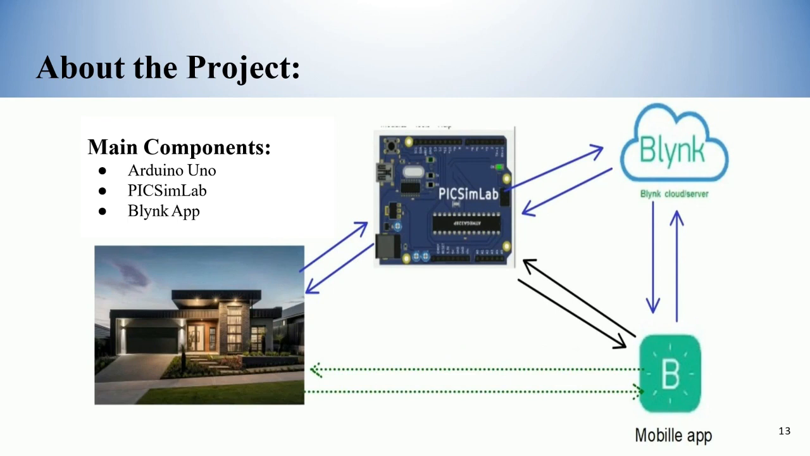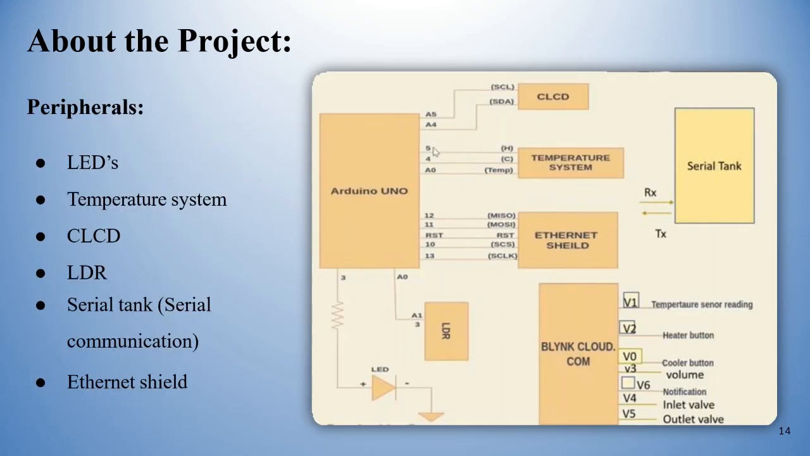About the project, the main components are Arduino Uno, PISIM Lab, and the Blynk app. The Arduino and these components are all connected with each other through IoT, or a wireless connection. About peripherals, I use LEDs, a temperature system, LCD, LDR, a serial tank, and an Ethernet shield.